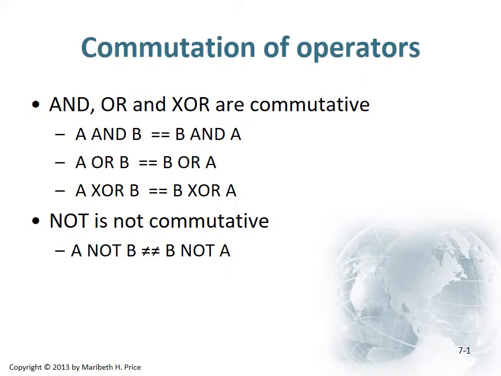However, not is not commutative. It's not a commutative property. A not B will not give you the same response as B not A out of a table. So here we worry about order of operation only for the not Boolean operator.